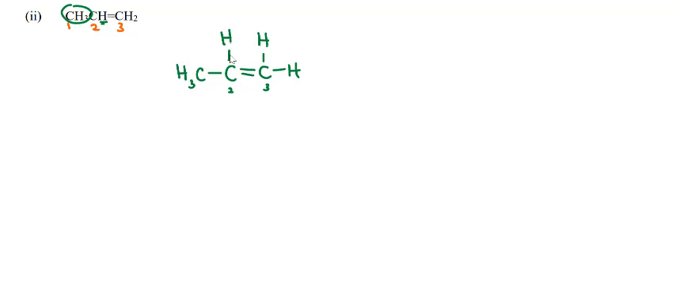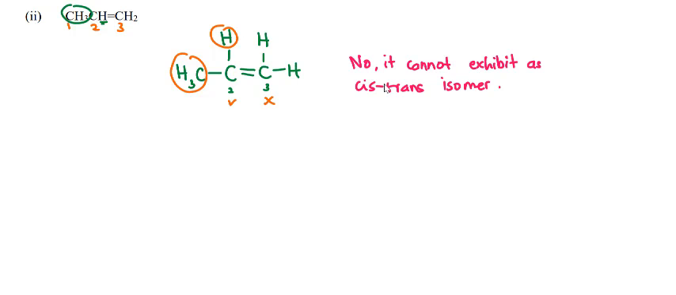For the second carbon, yes, it passed because we have 2 different atoms attached to it. But for the third carbon, we have 2 same atoms attached to it, so it does not pass the requirement. So for this molecule, no, it cannot exhibit cis-trans isomerism. Since it cannot exhibit cis-trans isomerism, we don't need to draw the cis-trans isomers for this molecule.